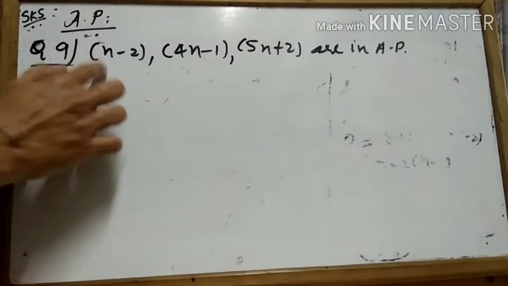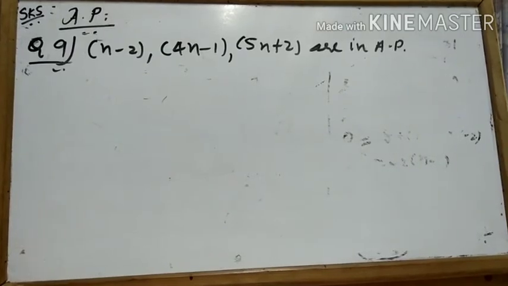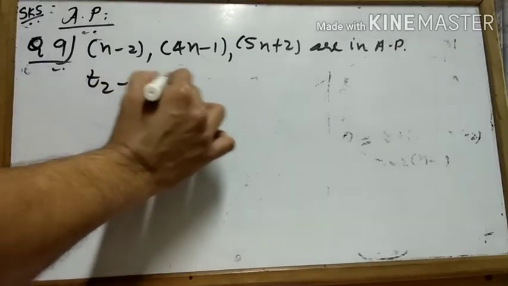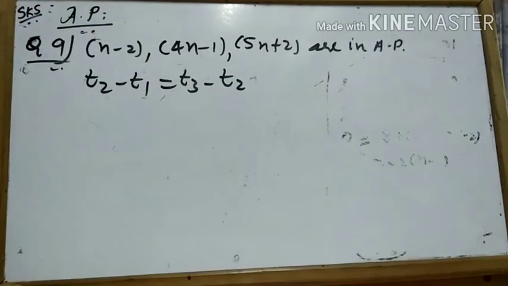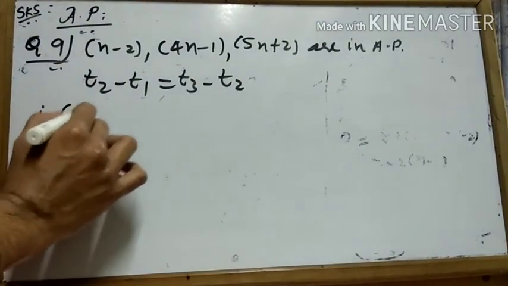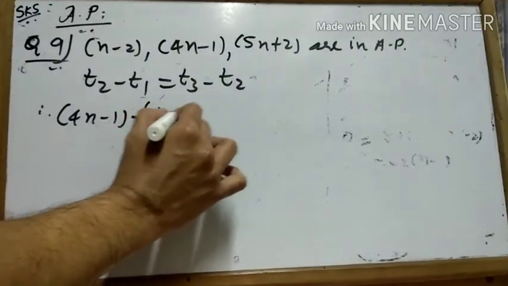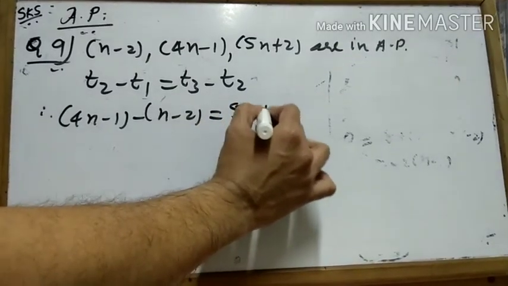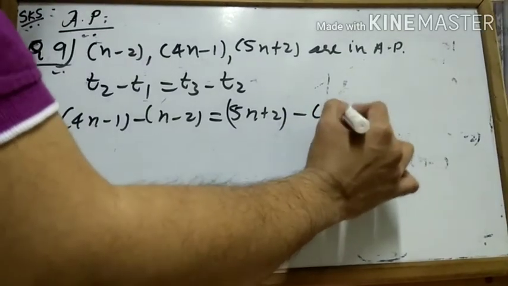And my dear friends, 1, 2, 3 terms are there. The difference between consecutive terms is constant, that is T2 minus T1 will be equal to T3 minus T2. It has to be the same because it is an AP. So what is T2 over here? 4n minus 1 minus what is T1? n minus 2 is equal to T3, that is 5n plus 2 minus T2, which is nothing else but 4n minus 1.